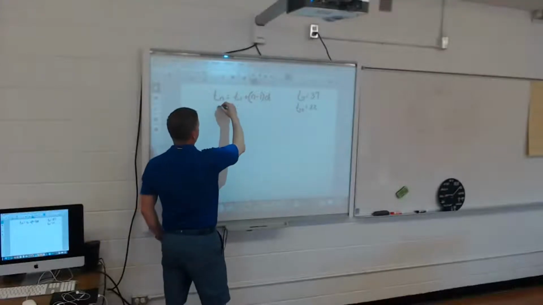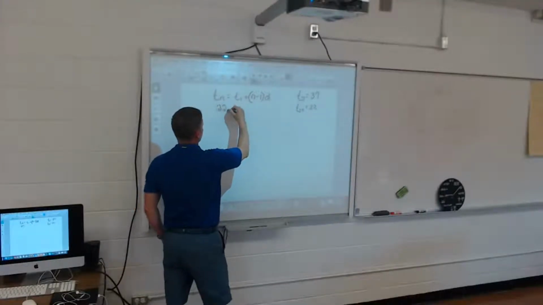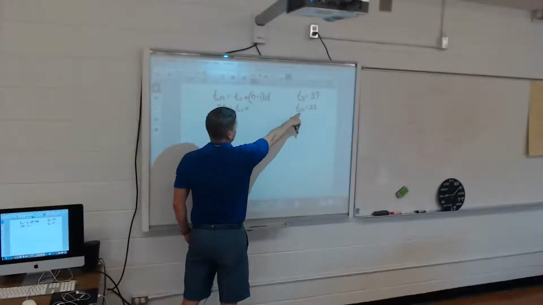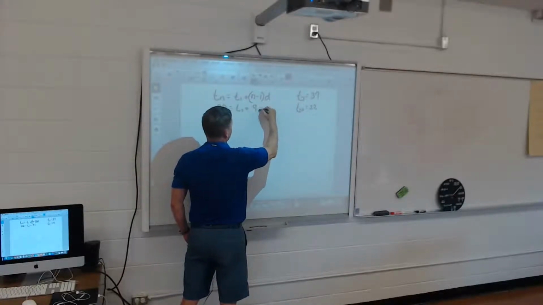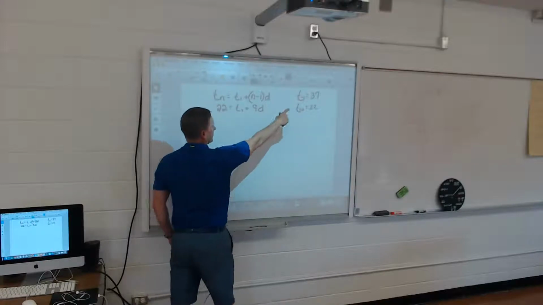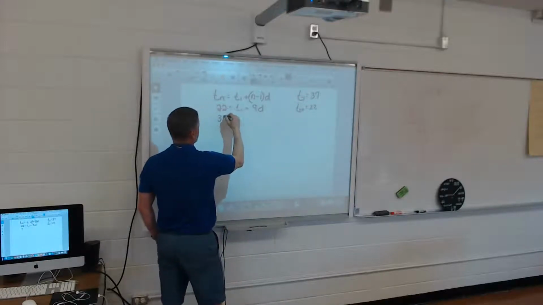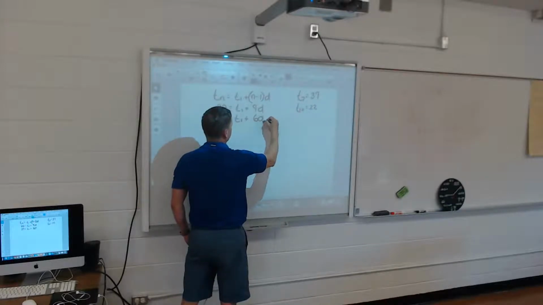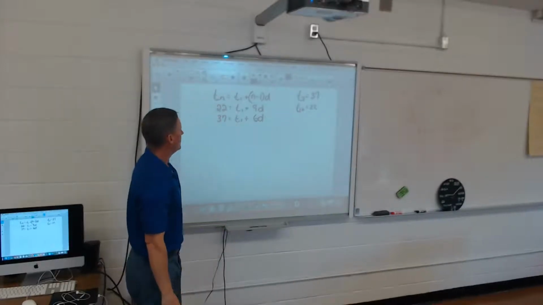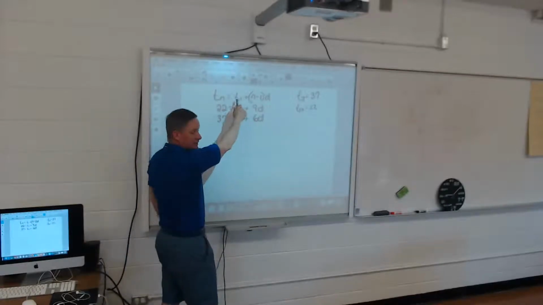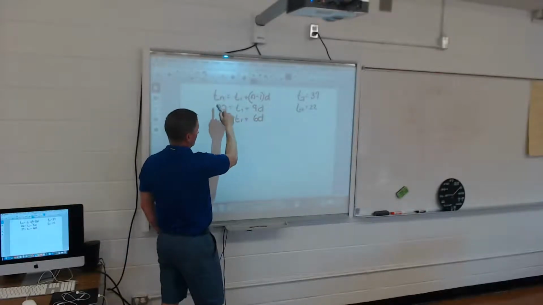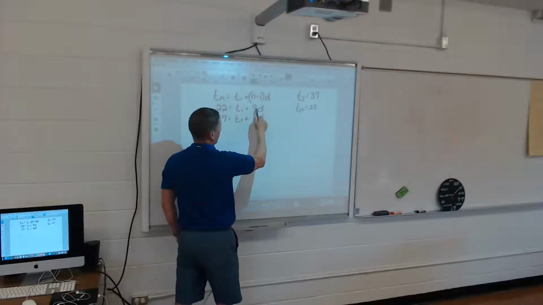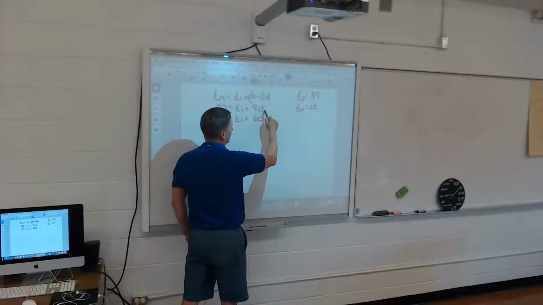Now what I'm going to do is I'm going to go 22 equals t to the 1 plus, because it's t to the 10, I'm going to make that 9d. Then my next one is going to be 37 equals t to the 1 plus 6d. Okay, so all I've done is I've substituted in t to the 1 and n, and then whatever the value was here. So t to the 10 was 22, n is 10, that means that that's 9d.